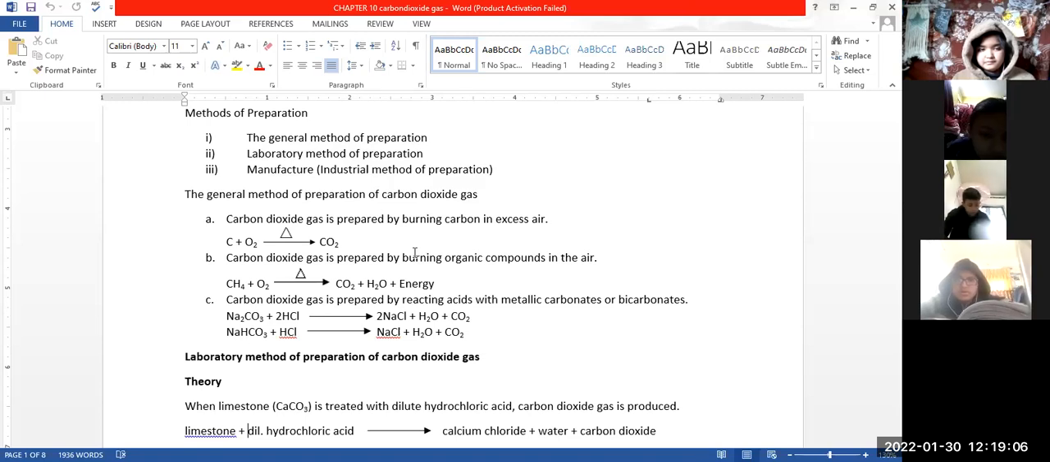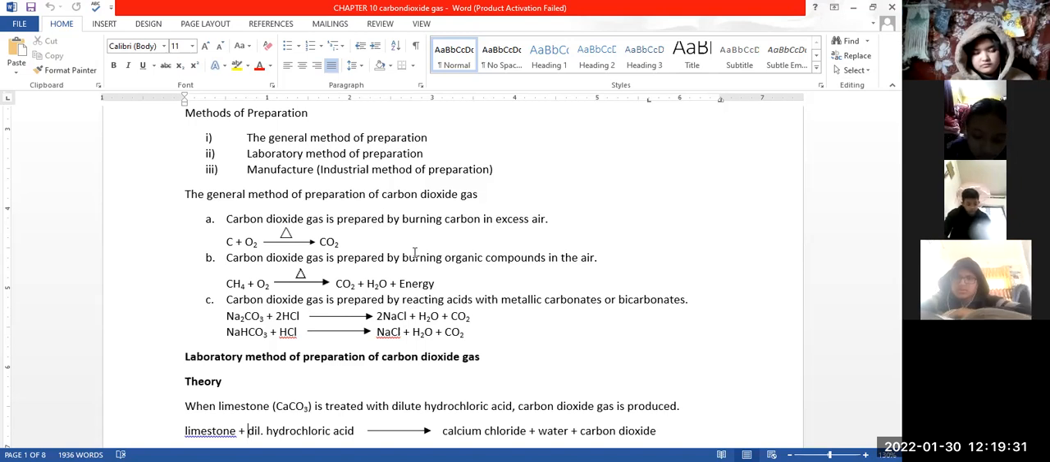Next is sodium bicarbonate, NaHCO3. NaHCO3 is sodium bicarbonate plus hydrochloric acid, HCl. They react together and give sodium chloride, NaCl, plus water, H2O, plus carbon dioxide, CO2. In this way, we can prepare carbon dioxide gas generally.